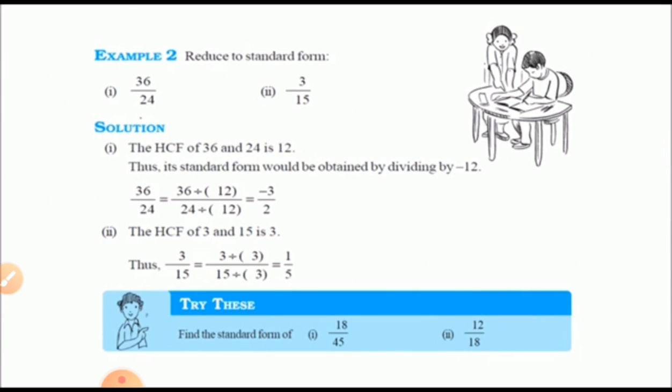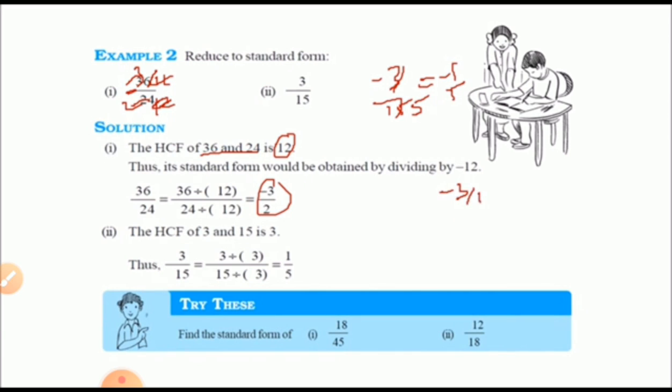Example number 2. Reduce to standard form: minus 36 upon 24, second one minus 3 upon 15. My dear student, first of all find the HCF of 36 and 24. 12. Divide both numbers and you have 3 upon 2. Correct? Because it was minus 36 upon 24, the answer is minus 3 upon 2.